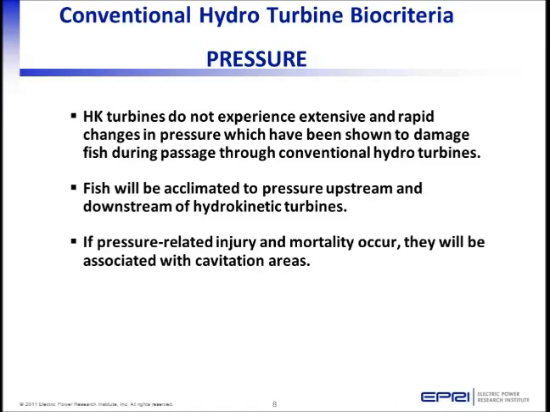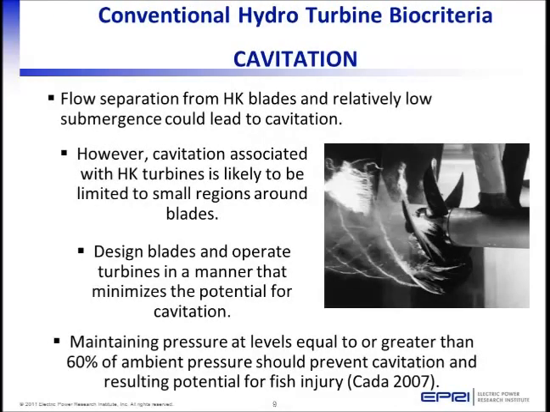But if a pressure injury is to occur in a hydrokinetic environment, it's likely to be associated with areas of cavitation. If we go to the next slide, that occurs where there's flow separation from the blades, and the relatively low pressure allows for the formation of gas bubbles. That can be associated with hydrokinetic turbines, but only in very small regions immediately around the blades. The design of the blades and the operation of the turbines is really such that it's minimized, and it can be completely minimized by keeping the pressure at 60% of ambient pressure or greater to prevent cavitation.